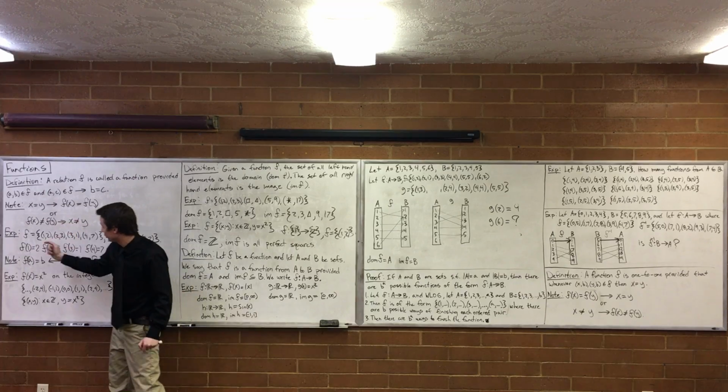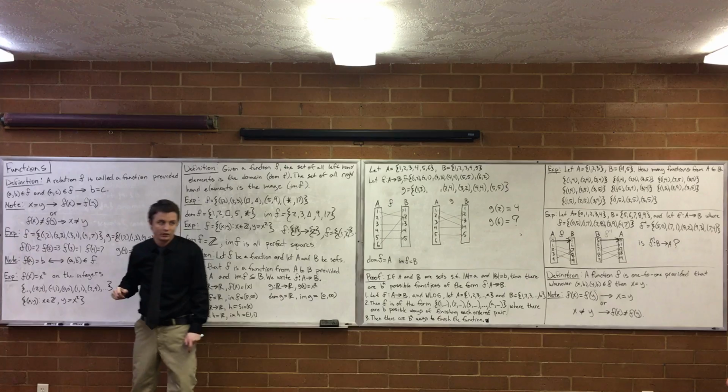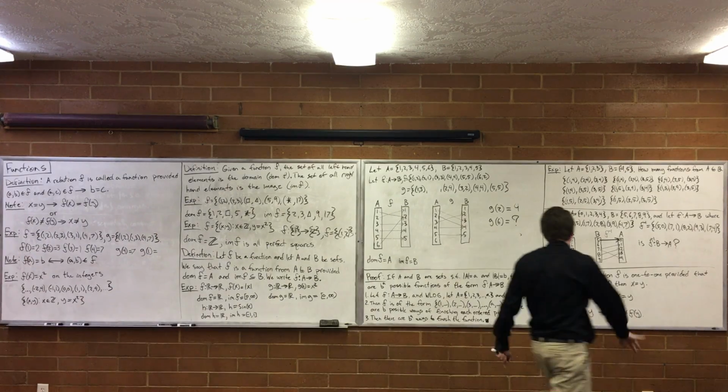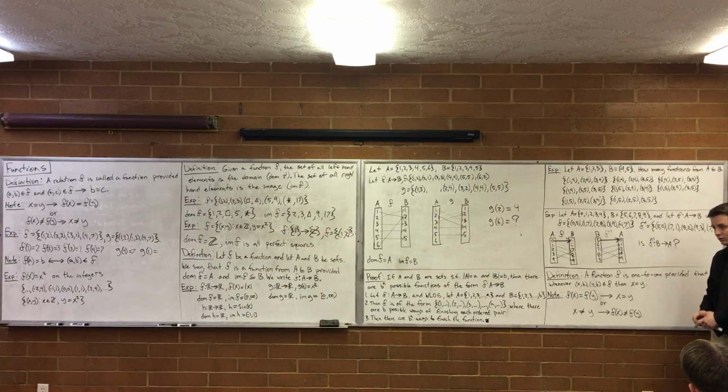In order to show something's a function, you need to show anytime x equals y, f of x equals f of y. To show that a function is one-to-one, you need to show that anytime f of x equals f of y, x equals y.